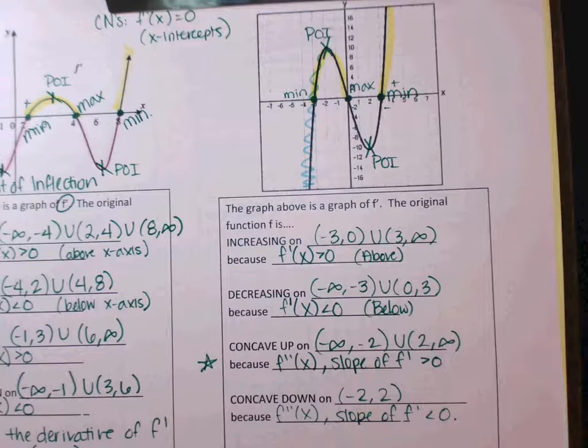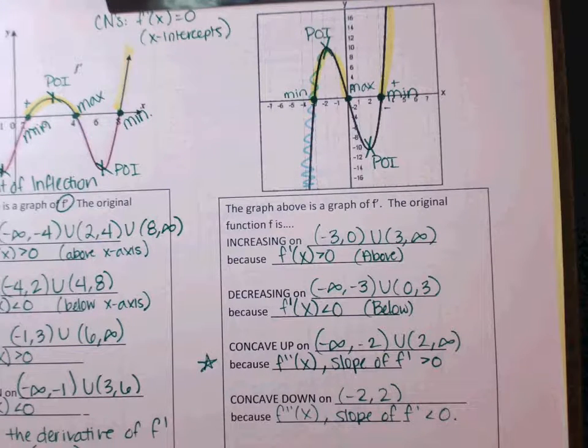Really, it's kind of like 2.5, but it's fine. And then it's concave down from 0 to 2 for that little bit. Okay, now, when you label these mins and maxes, they're mins and maxes on f prime, because that's this graph.